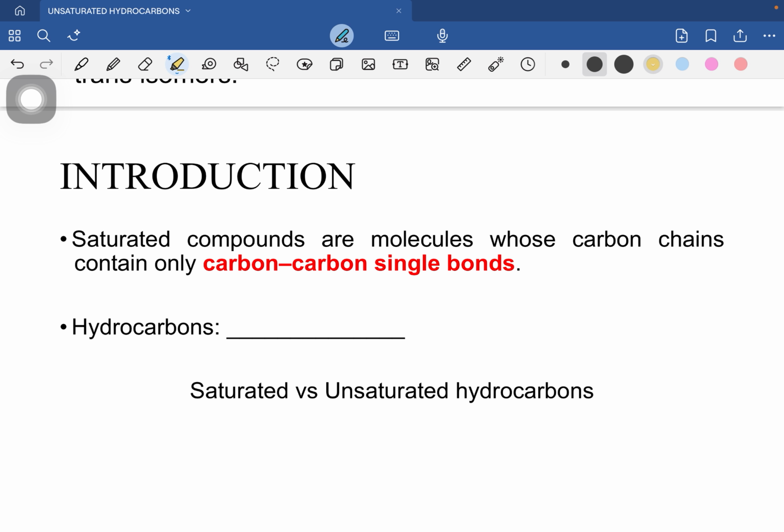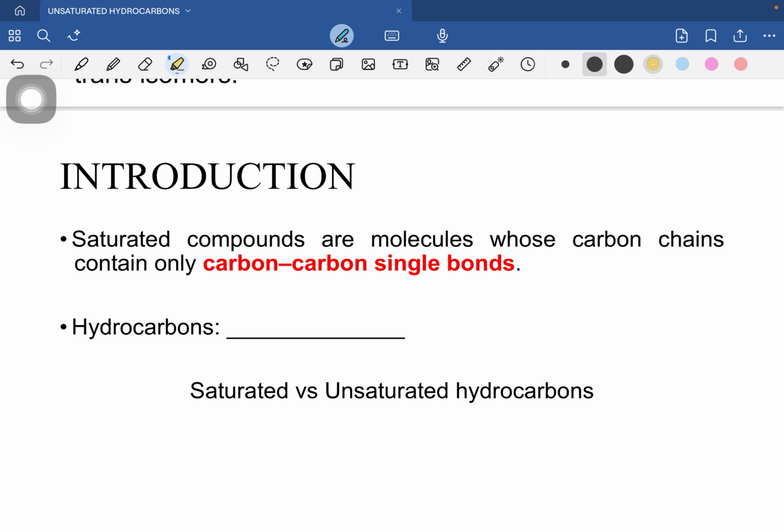So saturated compounds are molecules whose carbon chains contain only carbon-carbon single bonds. So take note guys, when you hear the words saturated and unsaturated, they are actually different. Now, when we say saturated hydrocarbons, these are organic compounds that have only carbon-carbon single bonds. So take note, when we say saturated, it's carbon-carbon single bonds.